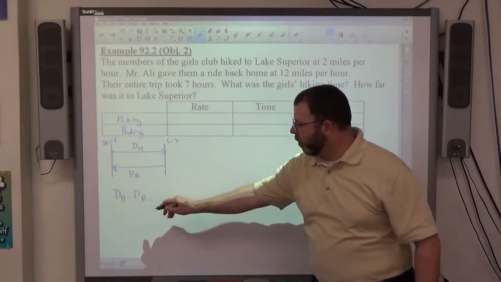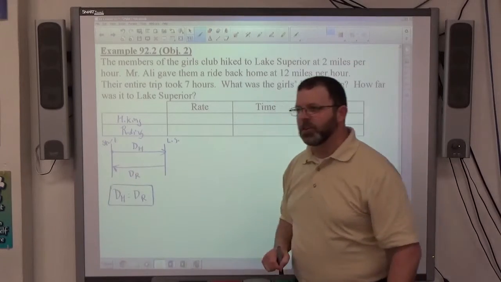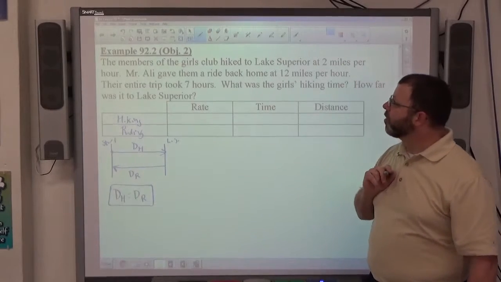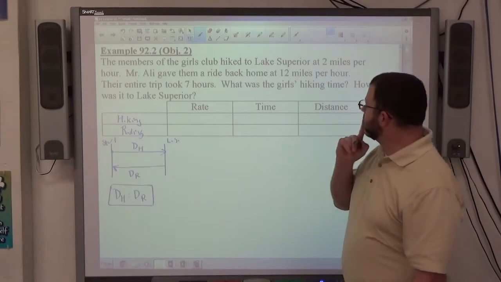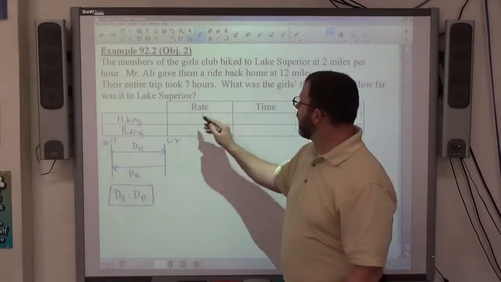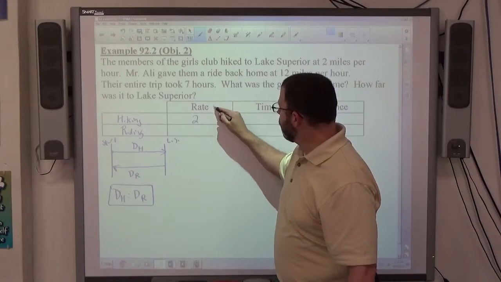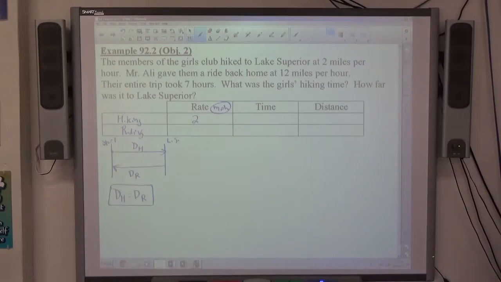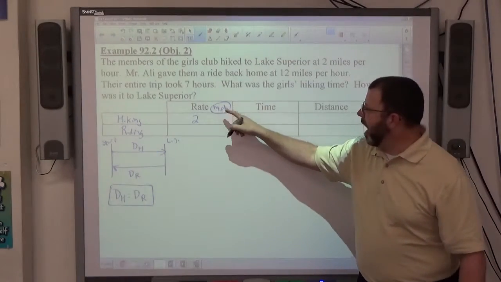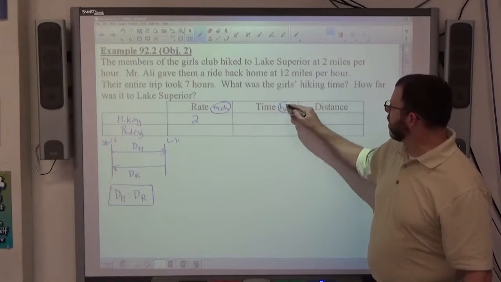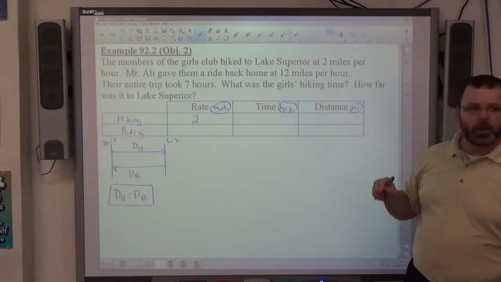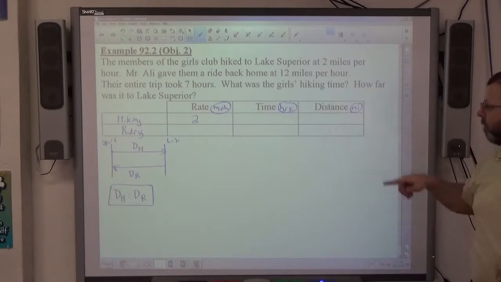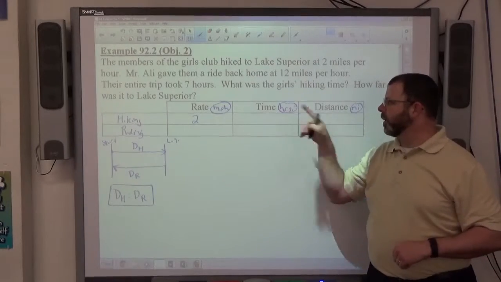Once I have this figured out, how the distances relate, my next goal is to figure out what these are by first figuring out the rates and times. So, what is the rate hiking? 2 miles per hour. They hiked at 2 miles per hour. Put your units up in here. Once you know the unit of rate, it's very easy to know the time and distance. Miles per hour. So time is going to be in hours, distance is going to be in miles. The rate unit always contains the distance unit above the time unit. So miles, distance, per hour, time.